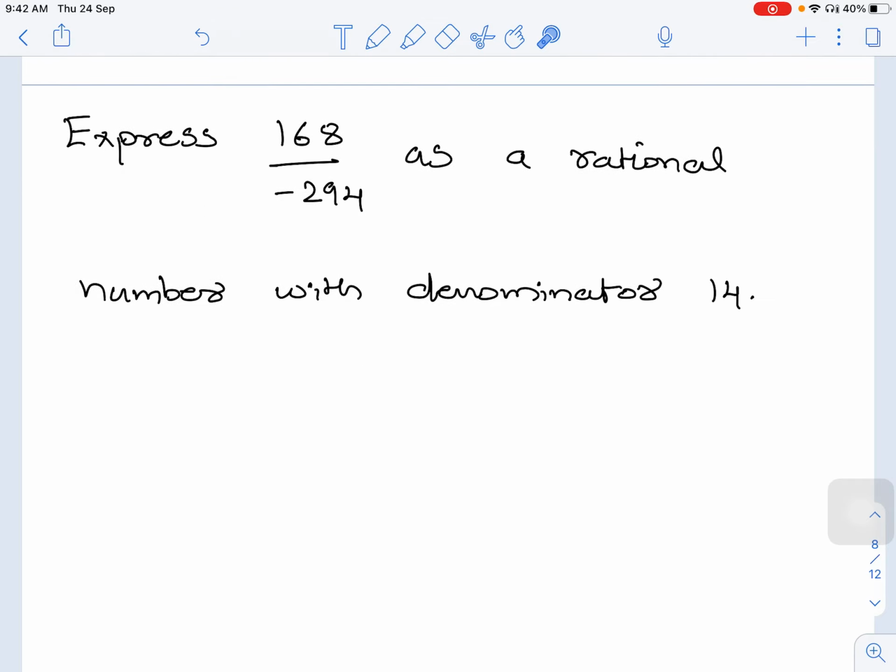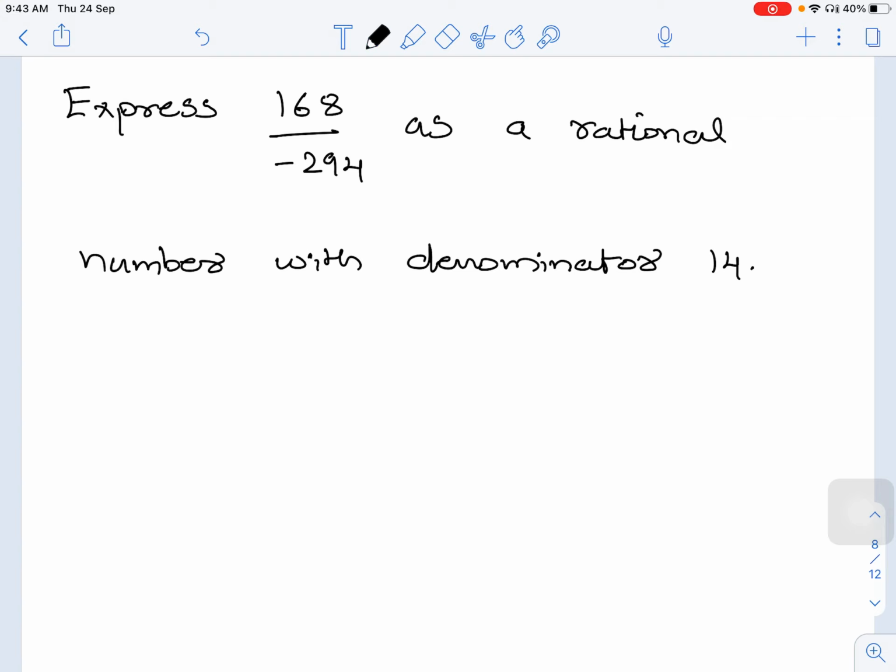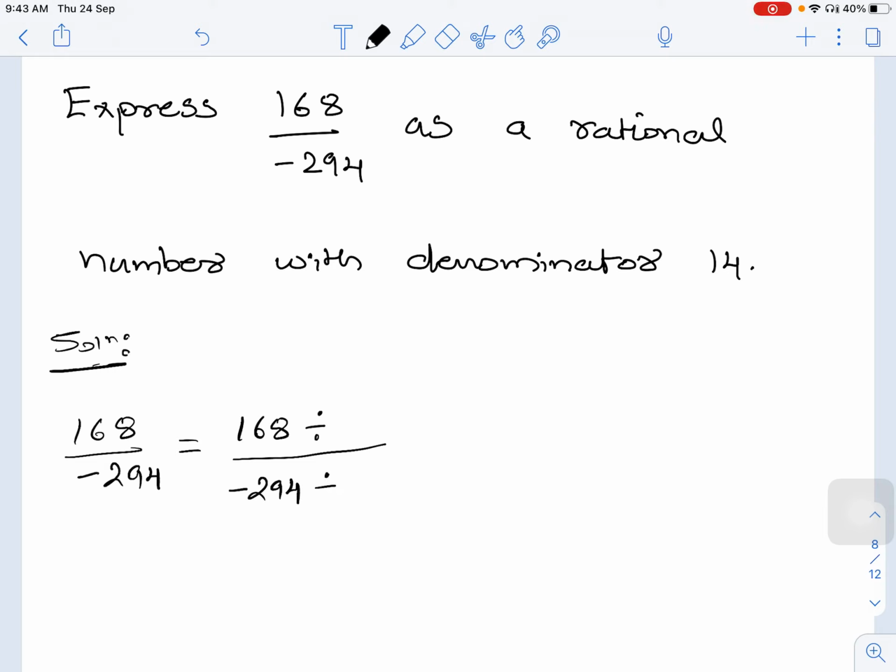Now let us solve the next example. Now here we have: express 168 upon minus 294 as a rational number with denominator 14. So let us try to solve it. Solution. Now I am writing it directly. 168 upon minus 294 equals to. Now what is the condition? This one is a bigger number, we have to make it a smaller number, means we have to divide in such a condition. So what we will write? 168 divided by, and minus 294 divided by.